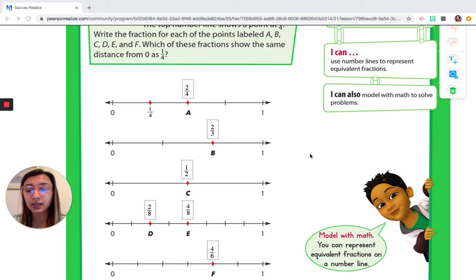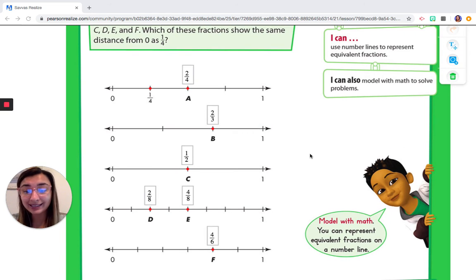So the first thing that we needed to do was to fill in A, B, C, D, E, F, which we did. And now the second thing we have to do is answer the question. The question says, which of these fractions shows the same distance from 0 as 1/4? Or what is an equivalent fraction to 1/4? Now, if you have all your number lines lined up like this, it is very simple, but I'm also going to show you another way to do this.